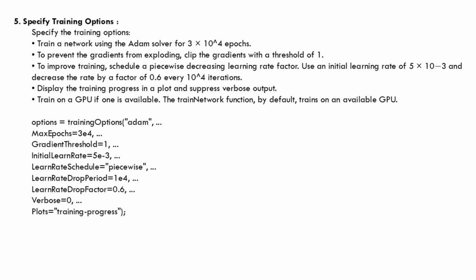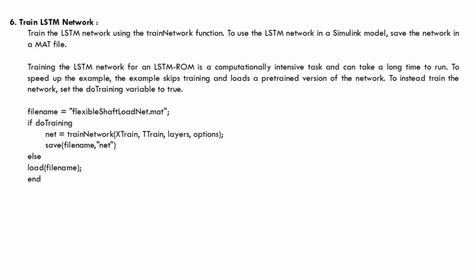Display the training progress in a plot and suppress verbose output. Train on a GPU. The trainNetwork function, by default, trains on an available GPU, and the code is as shown here. Train LSTM network. Train the LSTM network using the trainNetwork function. To use the LSTM network in a Simulink model, save the network in a MAT file.